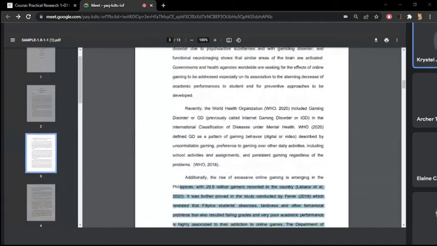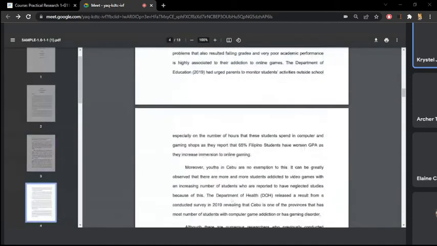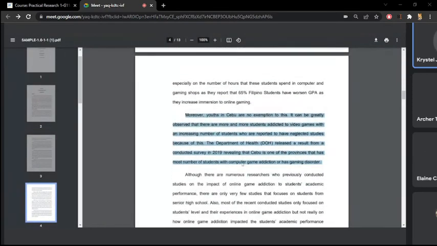So we started with international. Your organization should go from international down to national, then local. Don't forget about these statistics, guys. These are very important.